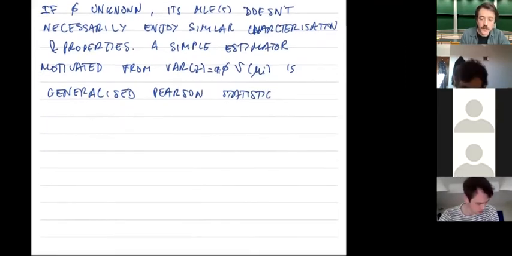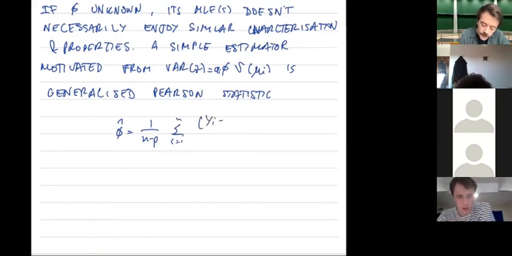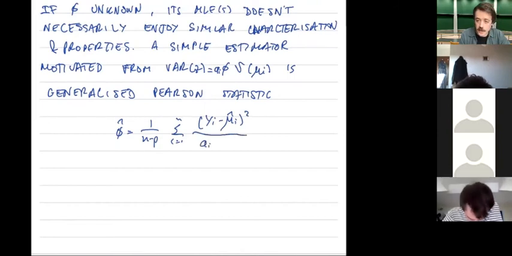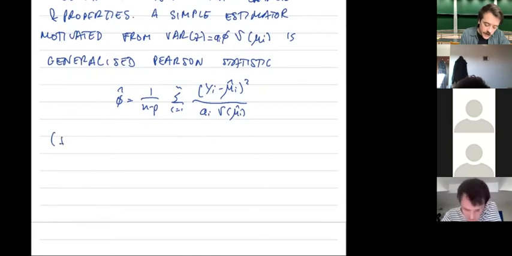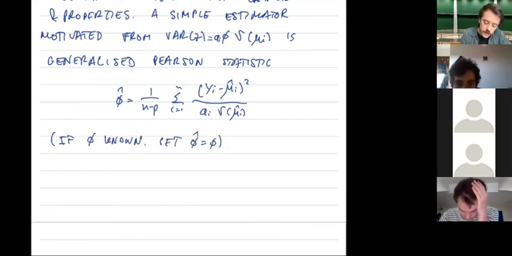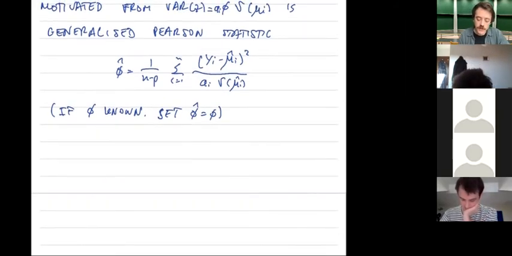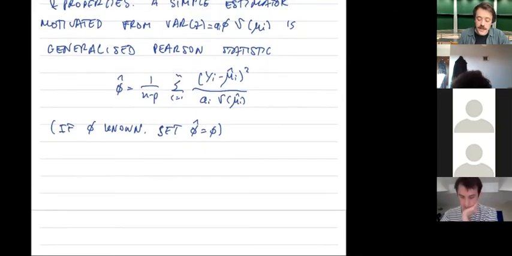Okay, and this is given by, so we can write just the phi hat. This is 1 over n minus p, the sum from 1 to n of (y_i minus mu_i hat) squared divided by a_i, and then the v, which is known, at mu_i hat. Okay, and by the way, if phi is known, then we're going to set phi hat to be phi, but I just wish to carry on with phi hat for economy of the notation. Note that this phi hat is actually a generalization of the estimator of the variance in the normal linear model. So if we specify the v and the mu for the normal linear model, then you will recover the usual estimator of the variance.